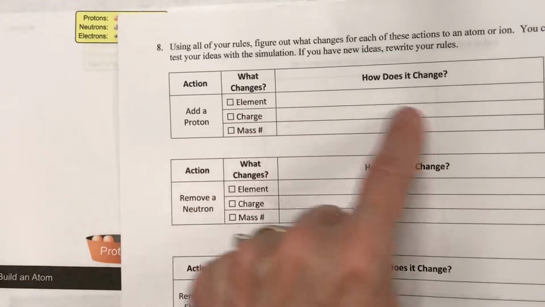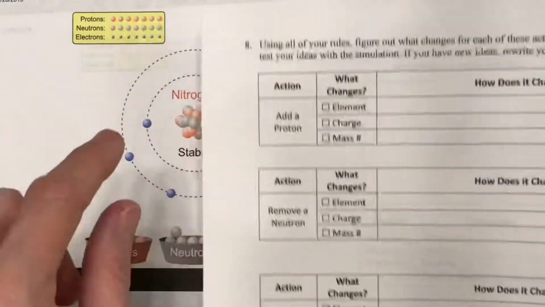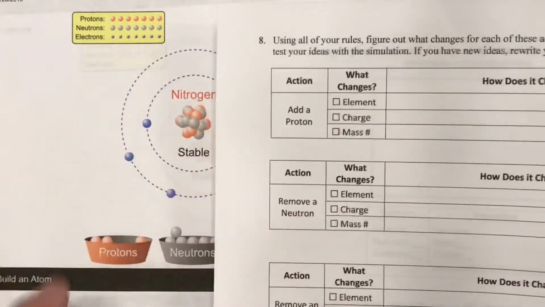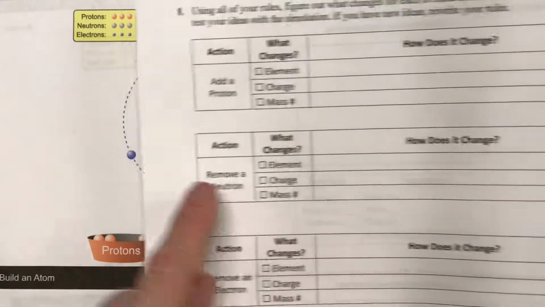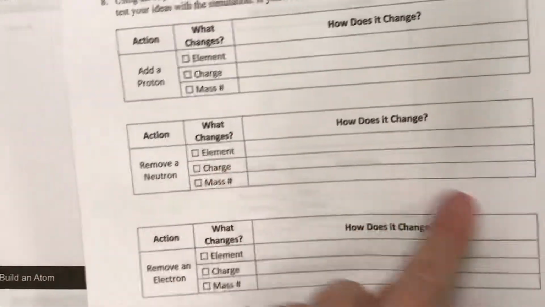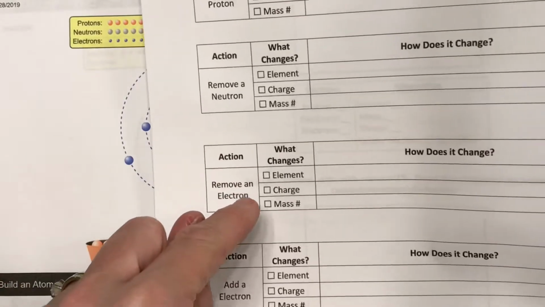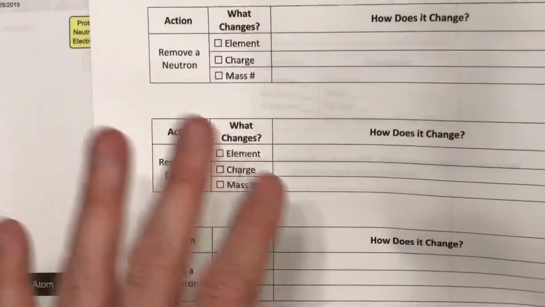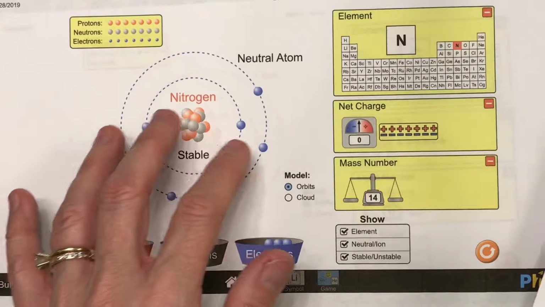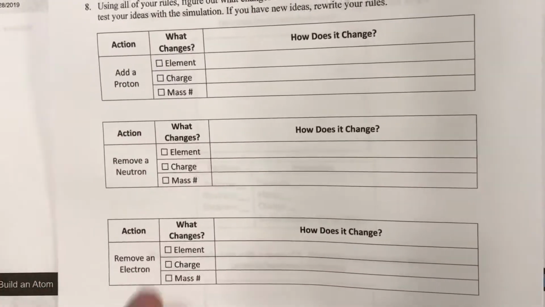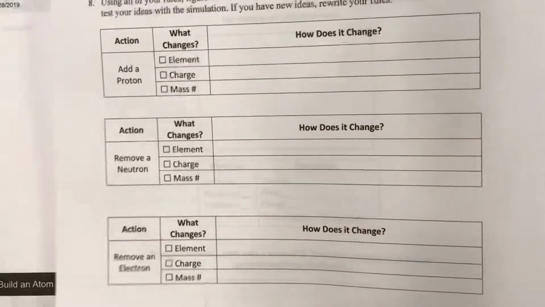Once you have done that and described how it changes, do the opposite of that, take that proton away. Now, remove a neutron, same thing. Go back to this original element. Now remove an electron, and so on and so forth. Always go back to whatever your set neutral atom is before you do one of these processes so that you can say how it changes.